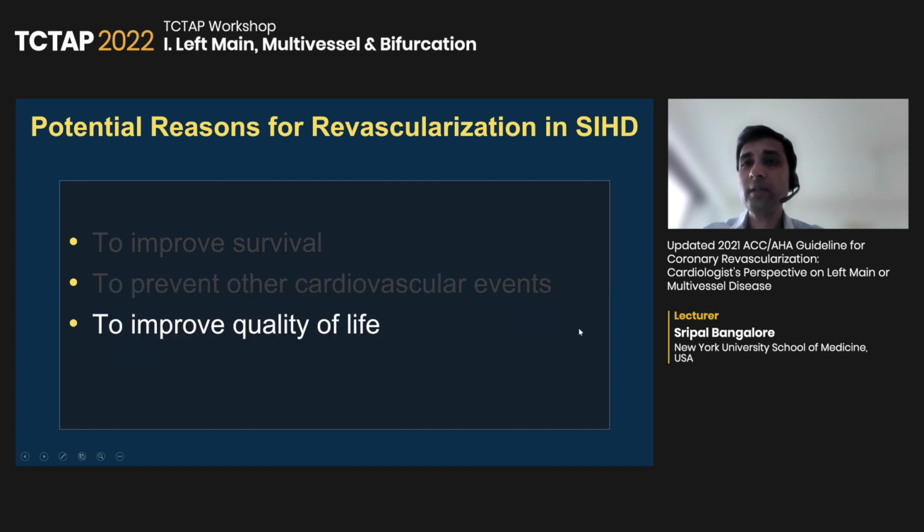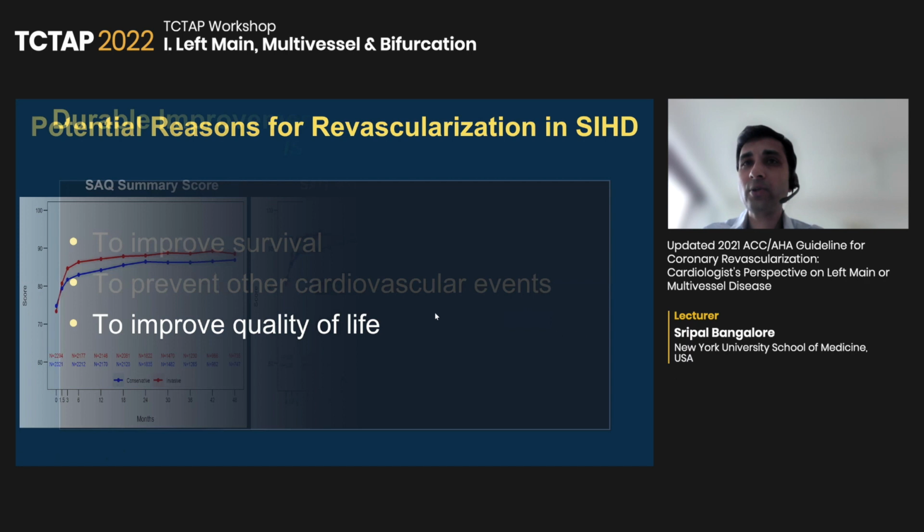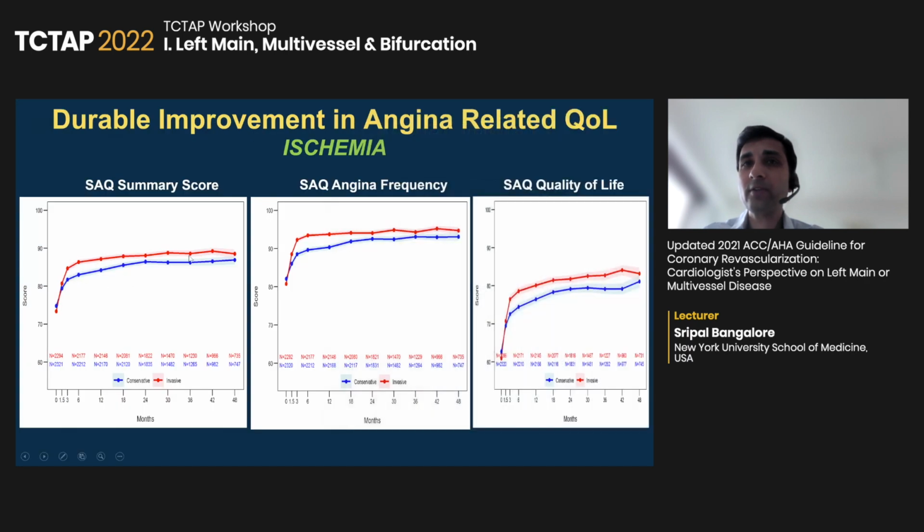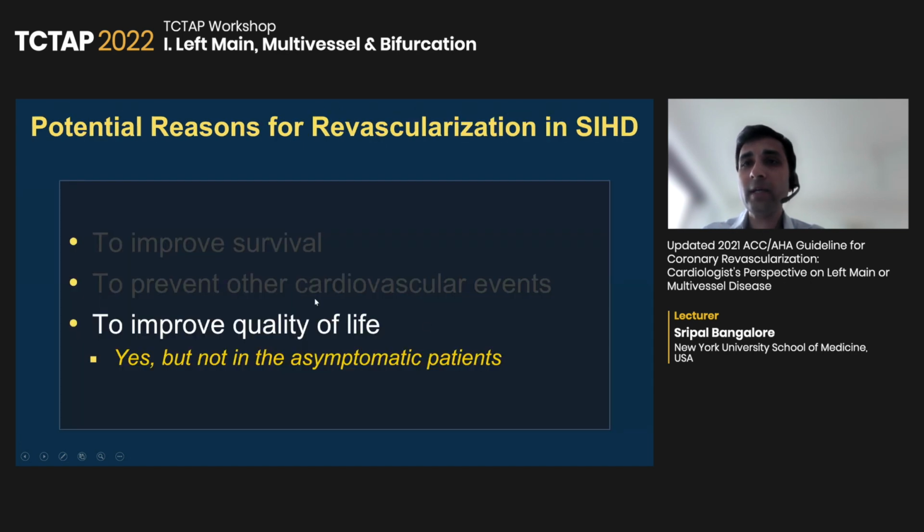And of course, finally, to improve quality of life. What we showed in ISCHEMIA, if you look at the curves in red, which is invasive, versus blue, is a sustained and durable benefit in improving angina-related quality of life. This is up to 4 years of follow-up. And of course, this benefit is mainly in patients who are symptomatic. If your patient is not symptomatic, you're not going to make asymptomatic patients feel better.